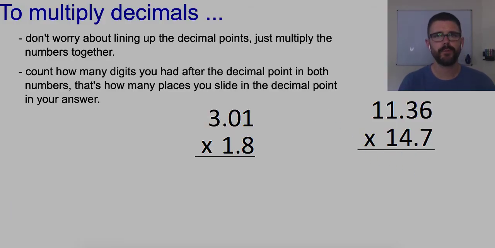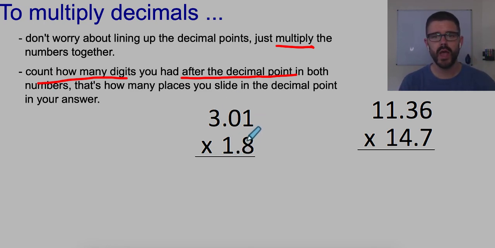So let's try 2 more. So make sure we have our notes here. If they're not already there for you in your notes, don't worry about lining up the decimal points. You're just multiplying the numbers together. Notice the decimal point doesn't need to be lined up. Count how many digits you have after the decimal point. That's how many places you slide the decimal point in your answer. And we'll see that here in a second.